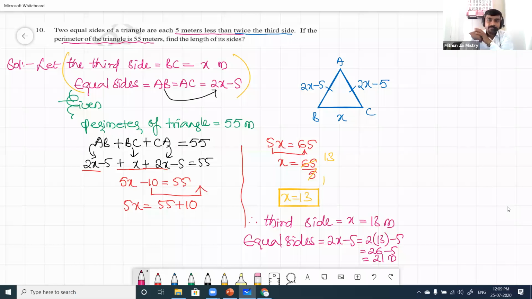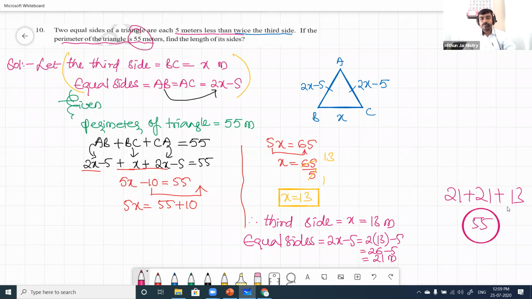Right. So here, what are the three sides? The 2 equal sides are 21 and 21. What is the third side? It is 13. Now when you add, what will you get? You will get 21 plus 21 plus 13. When you add, you will get 55. That is the perimeter which is given, 55. So we are done.